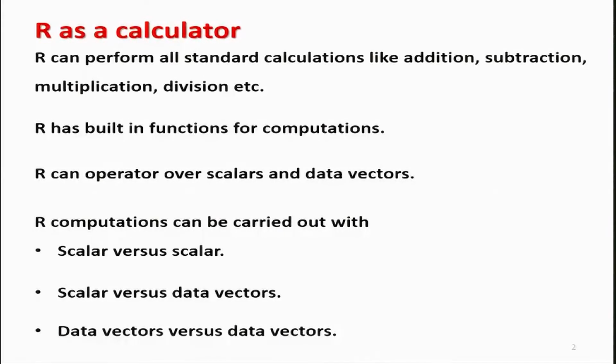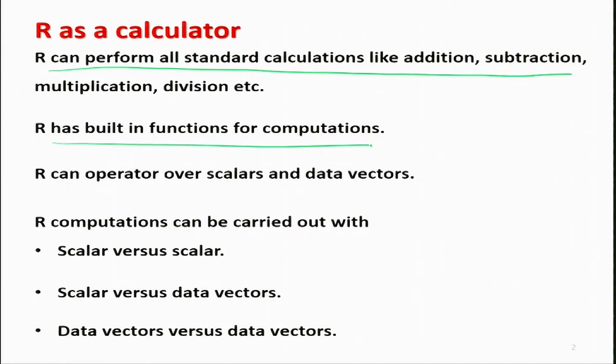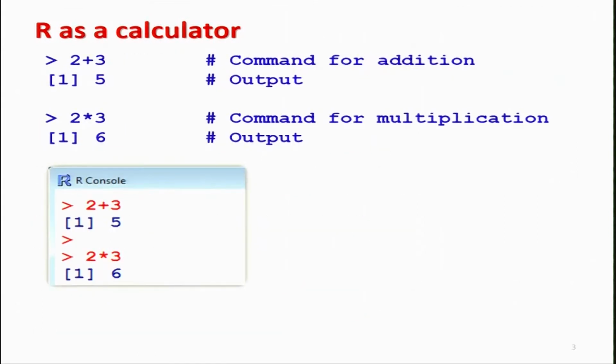As we have discussed, R is a very good software for doing different types of computations, calculations, etc. R can perform all types of standard calculations like addition, subtraction, multiplication, division, power operation, etc. And R has built-in functions also for doing some computations, and R can operate over scalars as well as data vectors. So, the computations in R can be carried out with scalar versus scalar, scalar versus data vectors, data vector versus data vectors. Now let us try to understand.